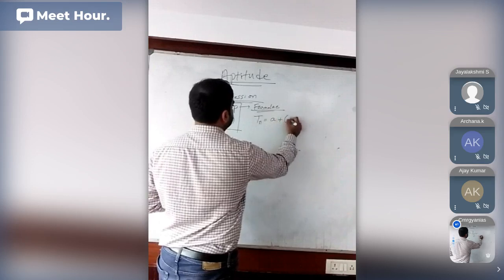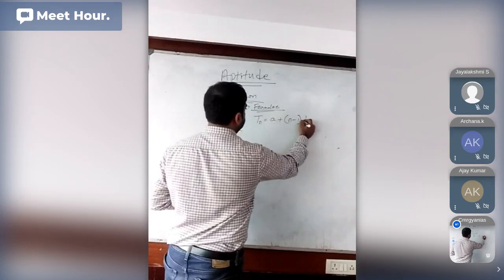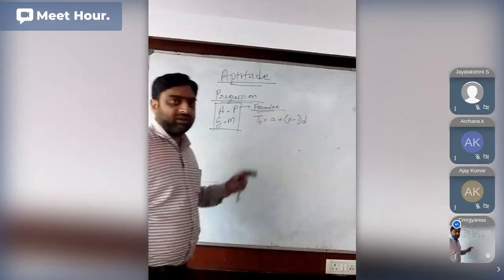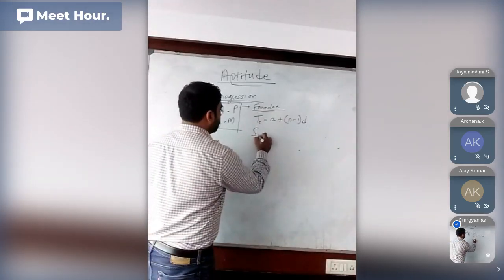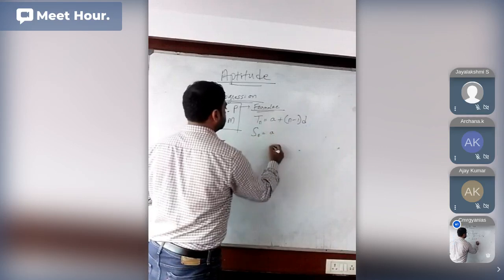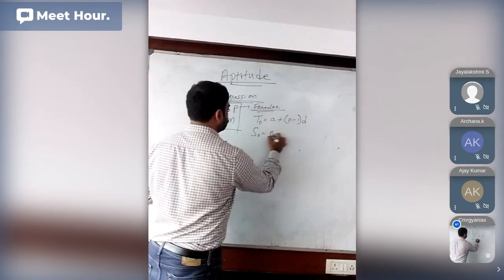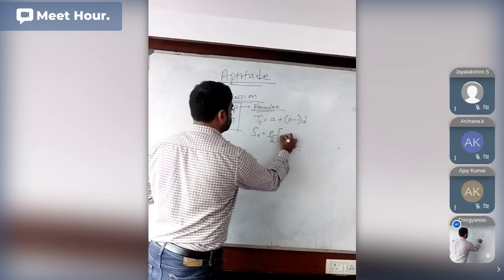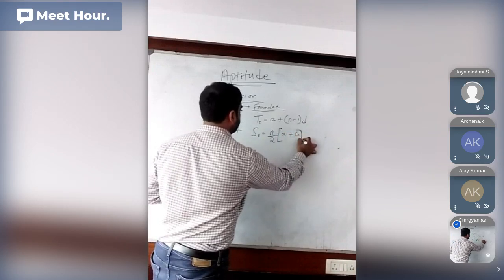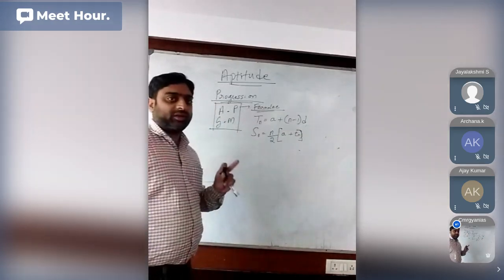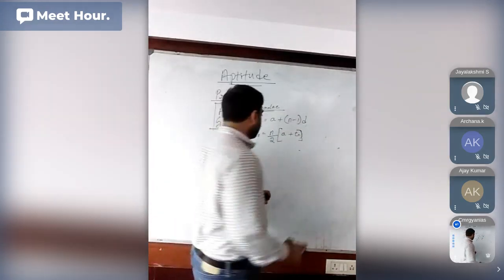Tn is equal to a plus n minus 1 into d. I will tell you what it is separately later on. S of n is equal to n by 2 into a plus Tn.